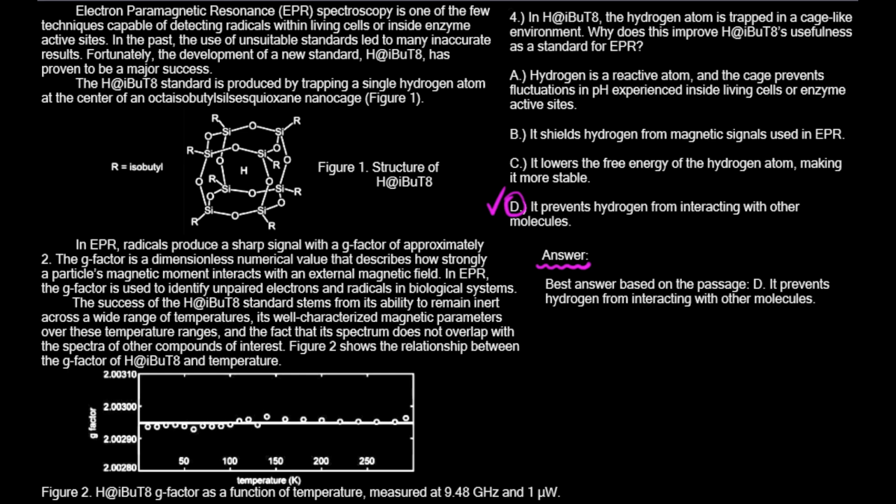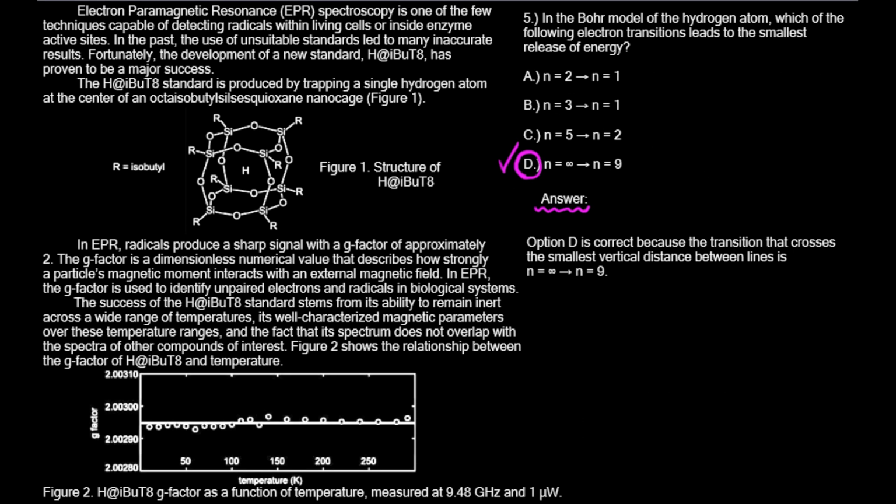Let's move on to question number 5. Question number 5 says in the Bohr model of the hydrogen atom, which of the following electronic transitions leads to the smallest release of energy? Let's break this question down together using the hydrogen energy level diagram presented earlier. In the Bohr model, the energy levels are not evenly spaced. The energy gaps are larger when the levels are closer to the nucleus, and the spacing becomes smaller and smaller as the energy levels increase.